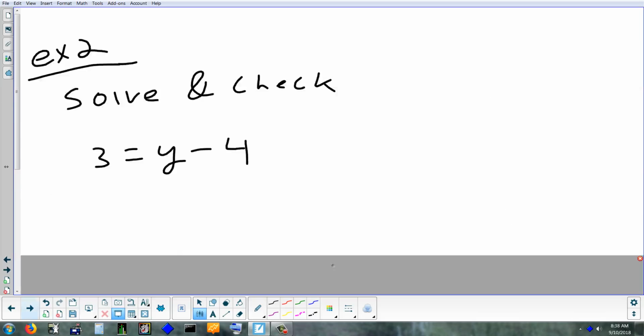Now, same thing. We have to solve, and it's asking us to check as well. This is kind of one of those funky ones. On your notes, you have example 2, then you just have some space. So you want to write the example.